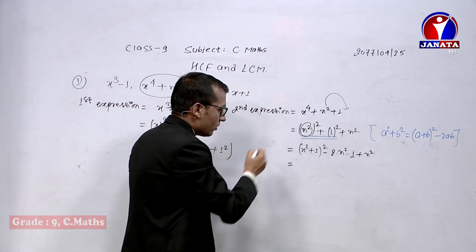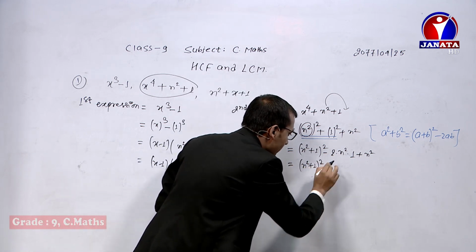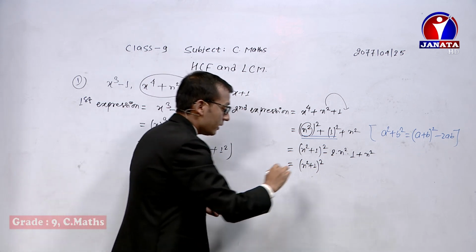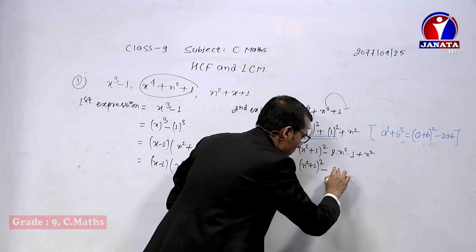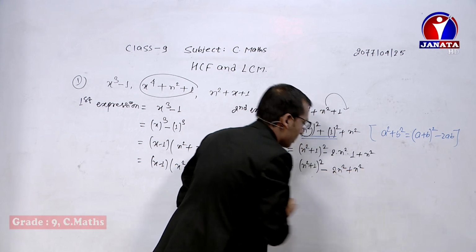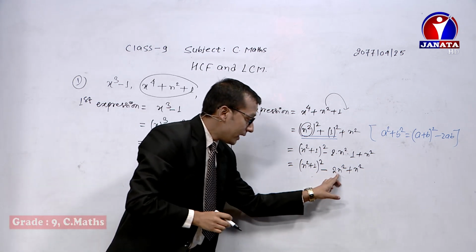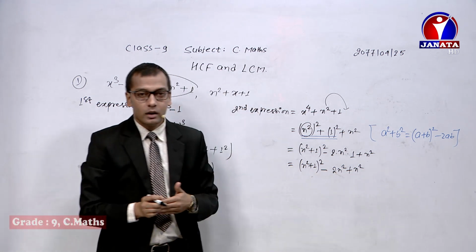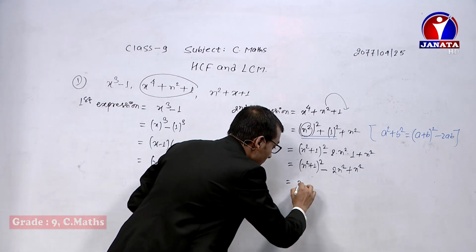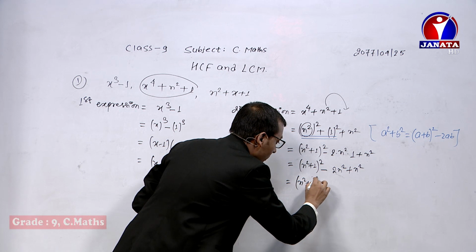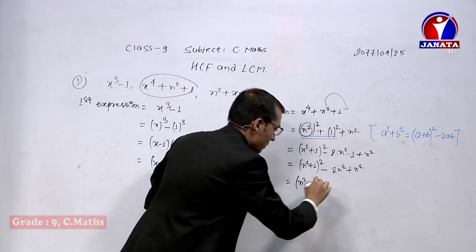Let me move into next step now. x square plus 1 whole square, so I am writing this same, minus 2 times x square times 1 is 2x square, plus x square. So these two are like terms. Minus 2x square plus x square are like terms, so we can subtract. This is x square plus 1 whole square minus, what is minus 2x square plus x square?